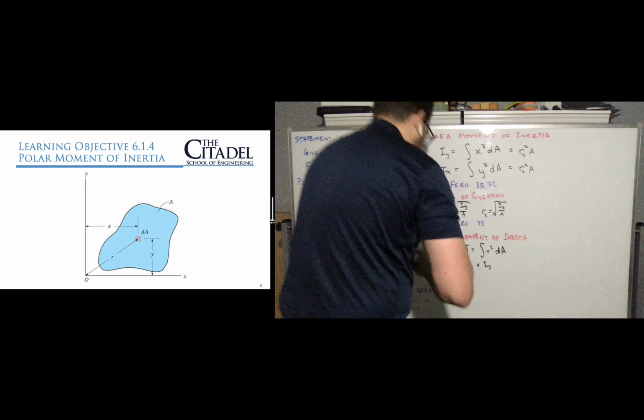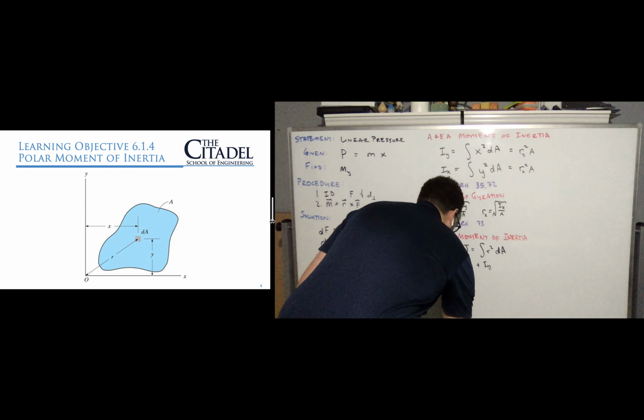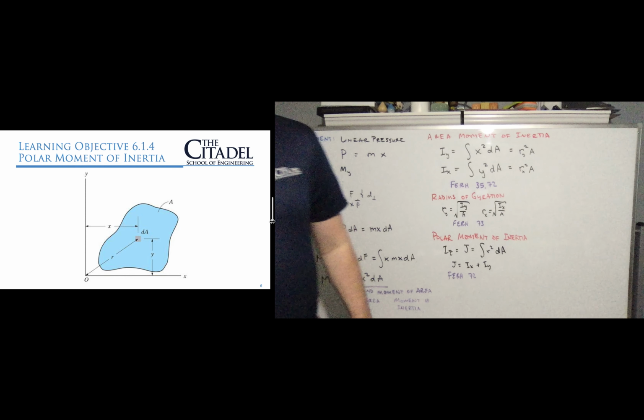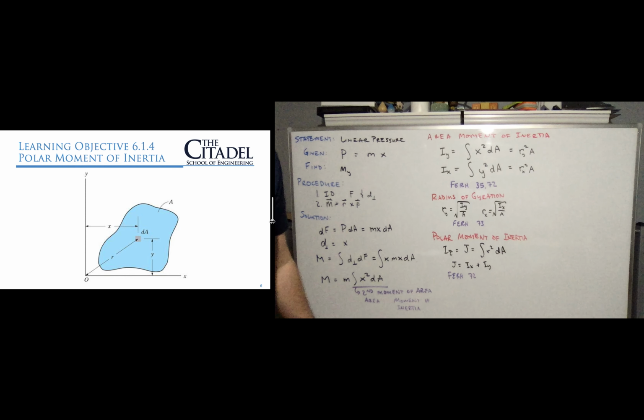And again, this is in your FE reference handbook on page 72. All right, so we use the Pythagorean theorem there, and we're able to get the polar moment of inertia.